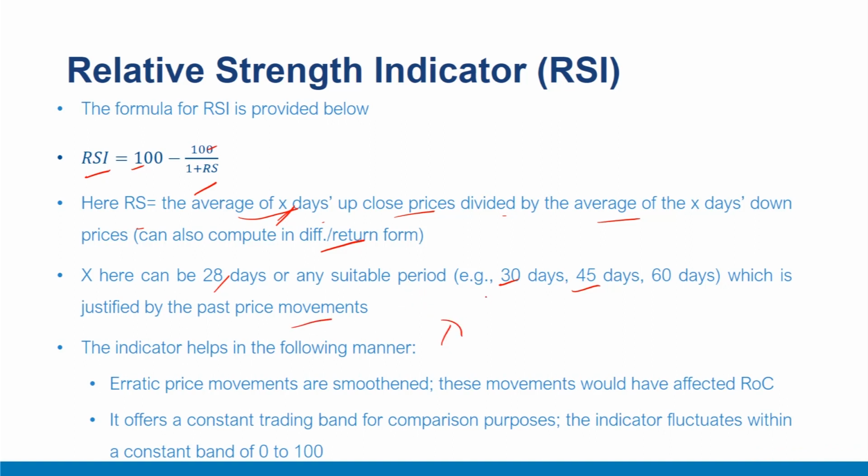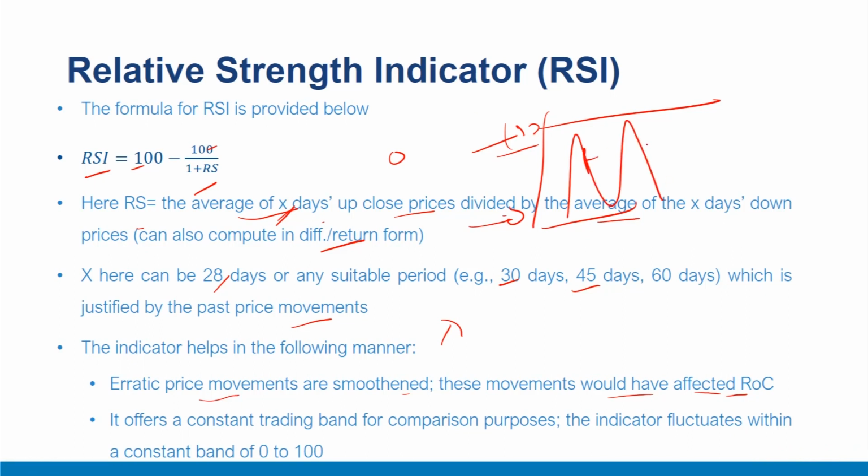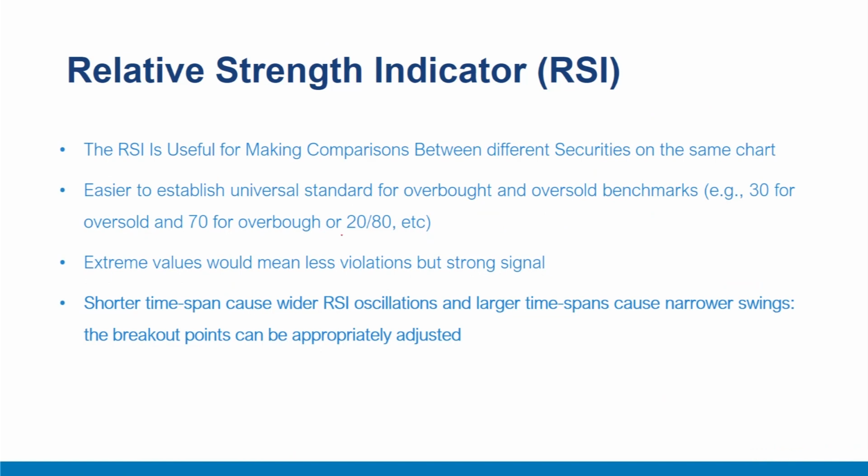The indicator has several advantages. For example, the erratic price movements are smoothed because of the averaging. These movements would have affected the ROC computation. Also, it ranges from 0 to 100. So this measure offers a constant band of 0 to 100 within which the RSI indicator would fluctuate. In this fashion, RSI becomes extremely useful for making comparisons between different securities on the same chart.